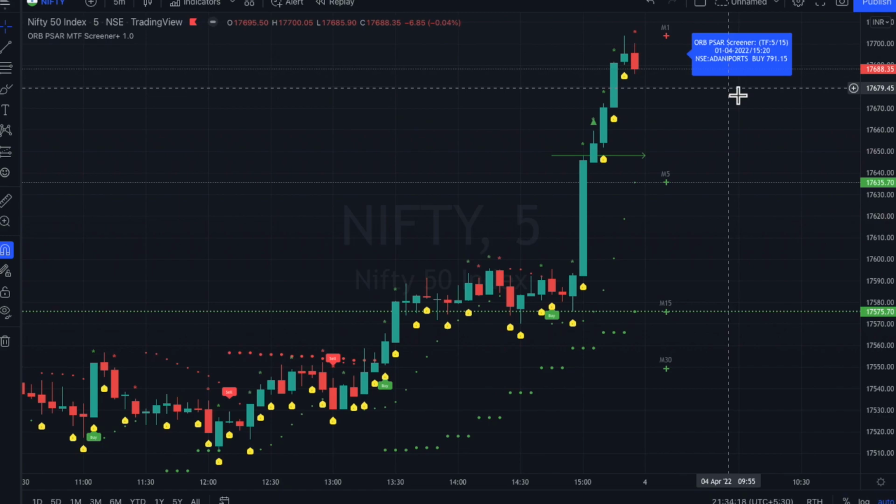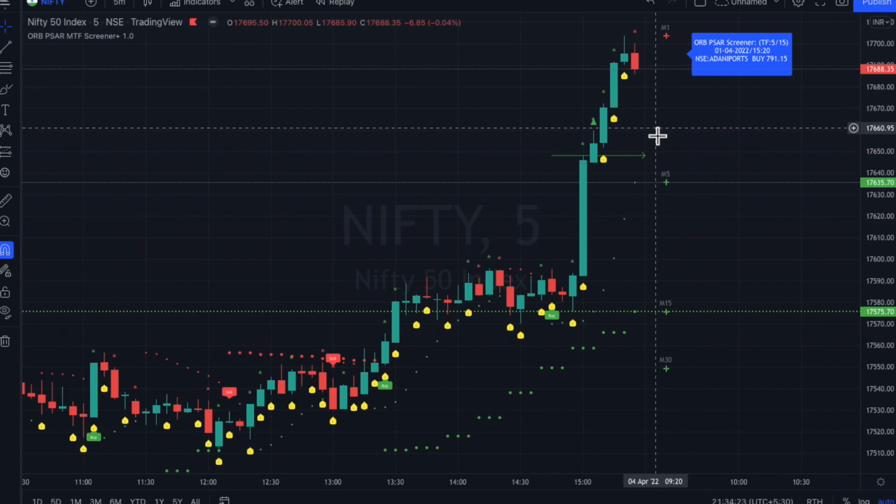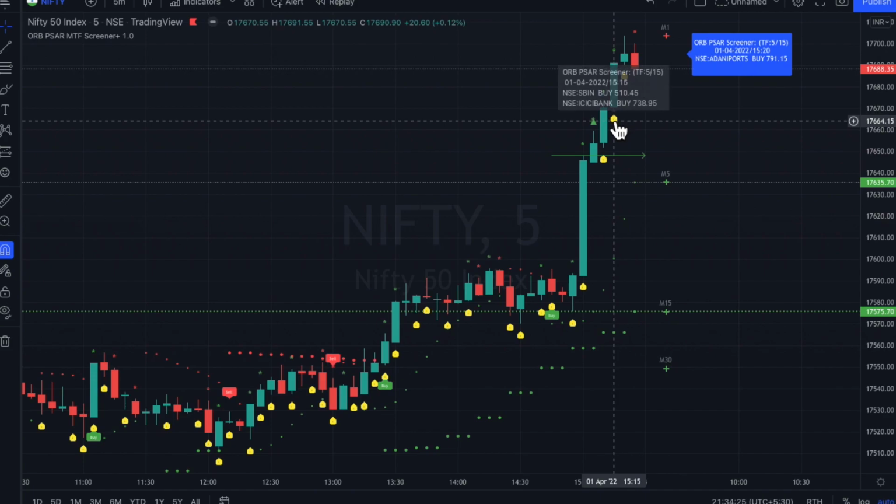Another beautiful feature of this screener is that it will also show you the past labels. Suppose I wanted to see, now you see these yellow triangles here which are there below every bar.